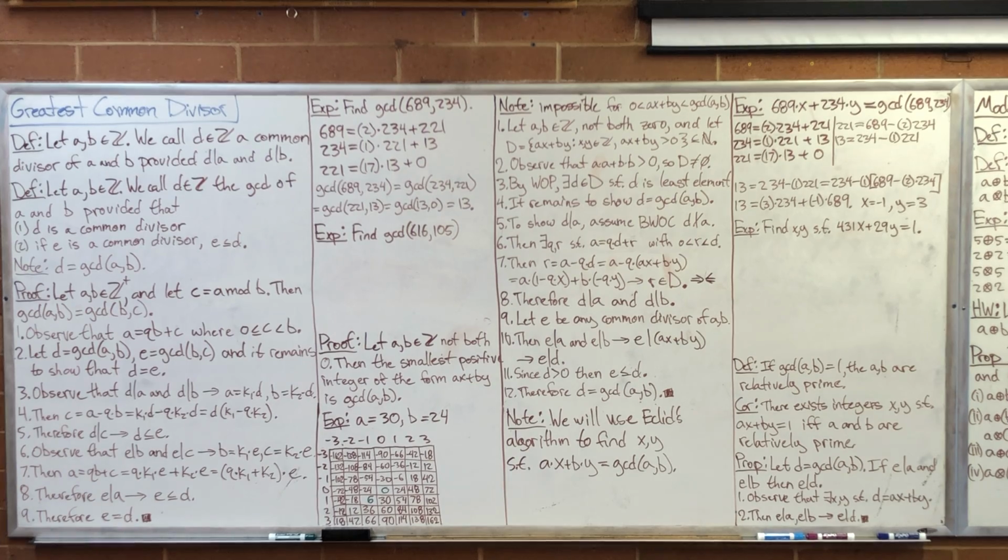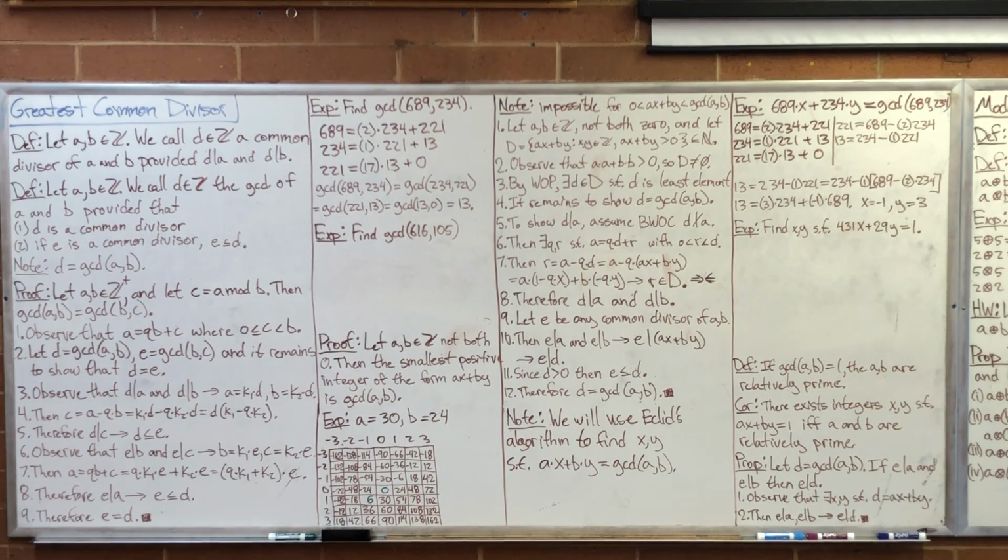All right, let's go over our proof now. Let A and B be integers, and let C be the remainder of A when you divide it by B, or C is equal to A mod B, same thing. Then the GCD of A and B and the GCD of B and C are equal. That's what we're proving.